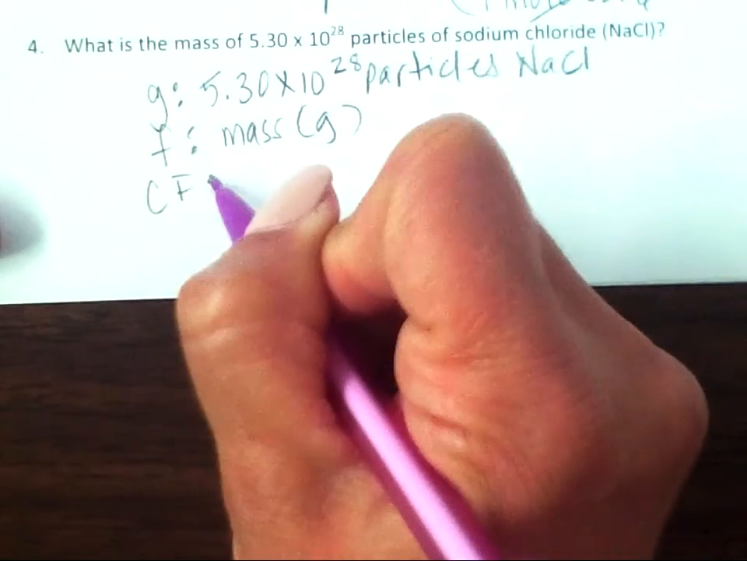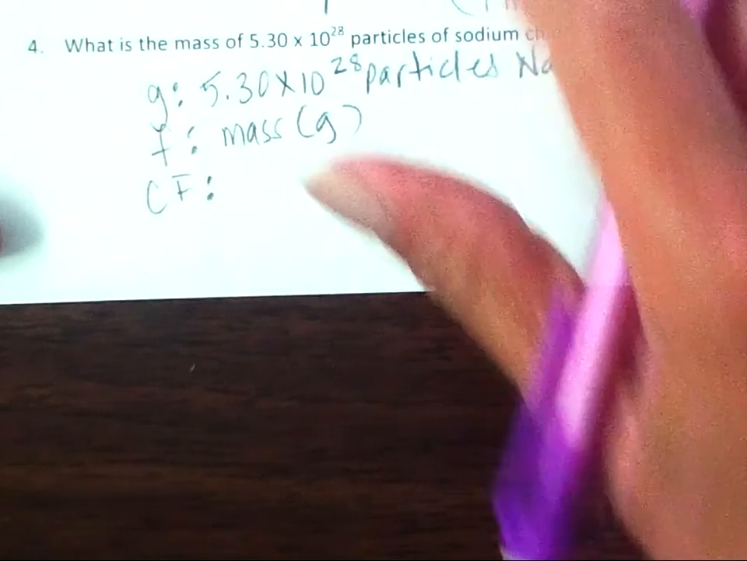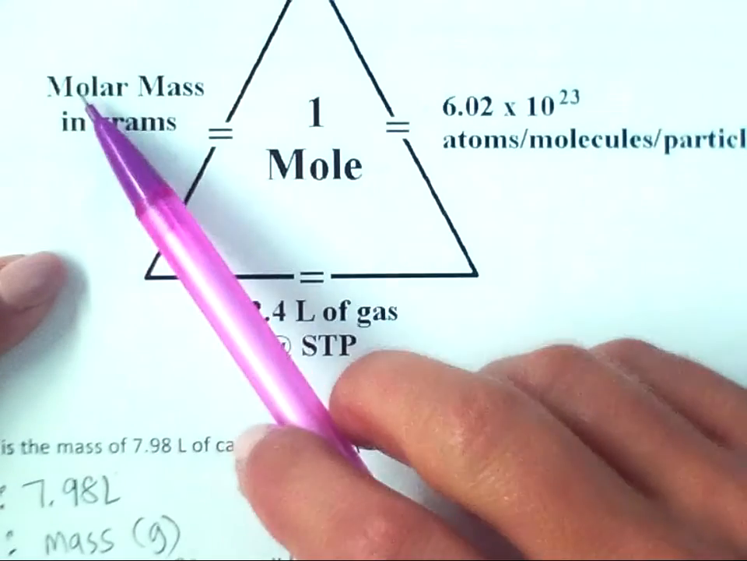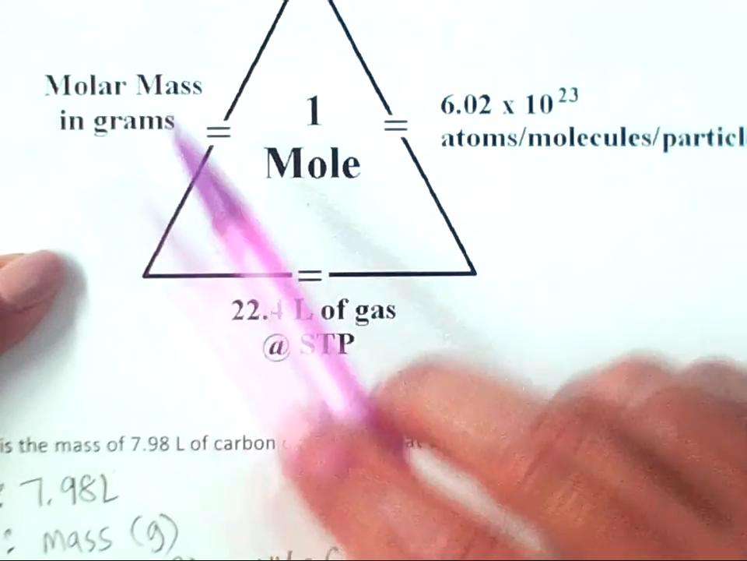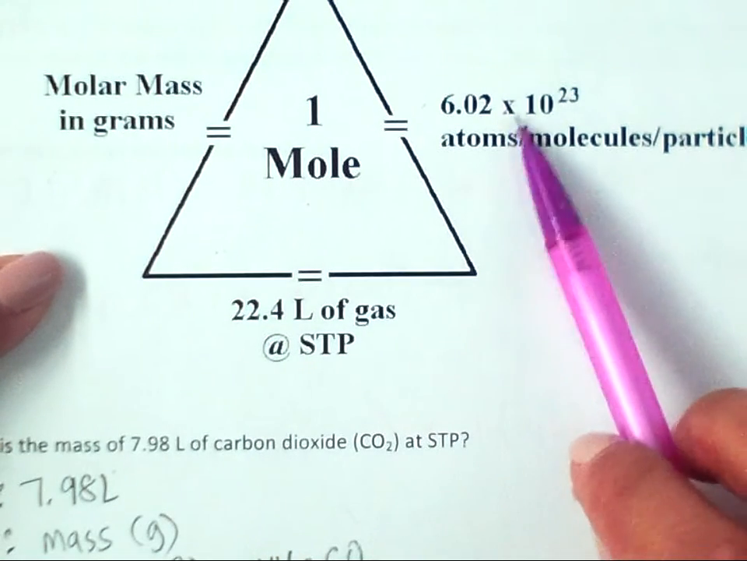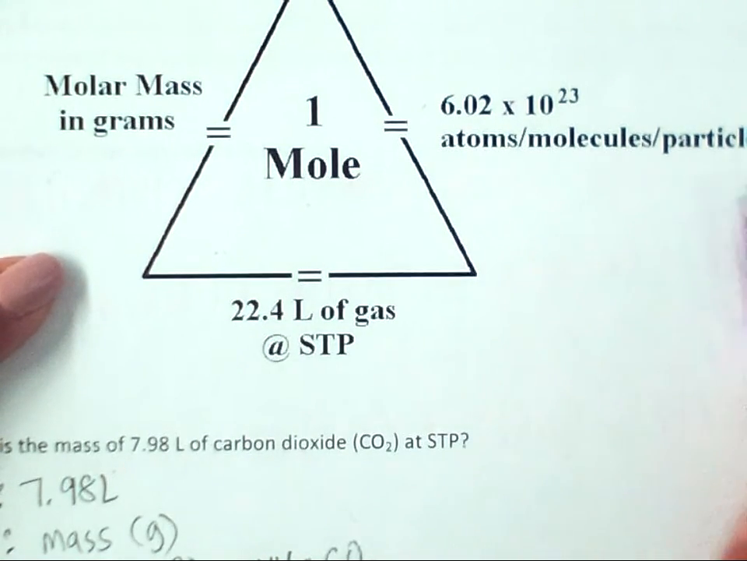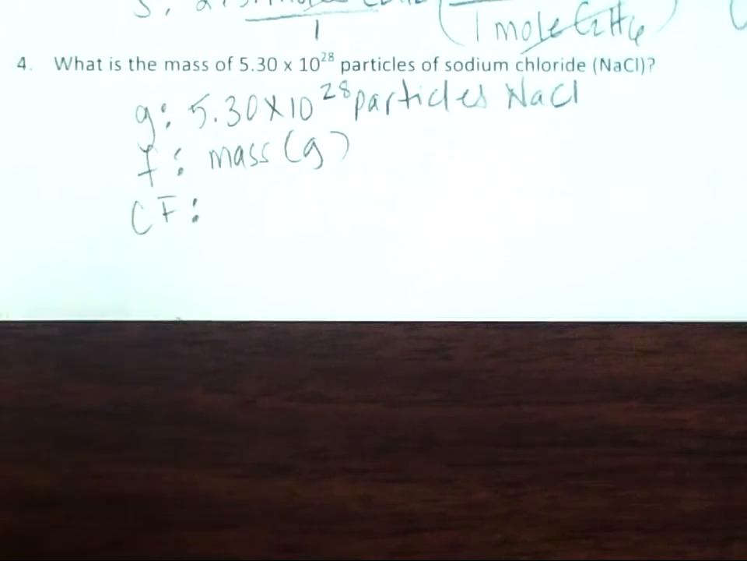We have the conversion factor. Now look at the triangle. What is the relationship between mass and particles? Well, you have sodium chloride, so you'd have to add up sodium and chlorine. There's one of each to find the molar mass, and it will be equal to 6.02 times 10 to the 23rd, in this case, particles. Okay?